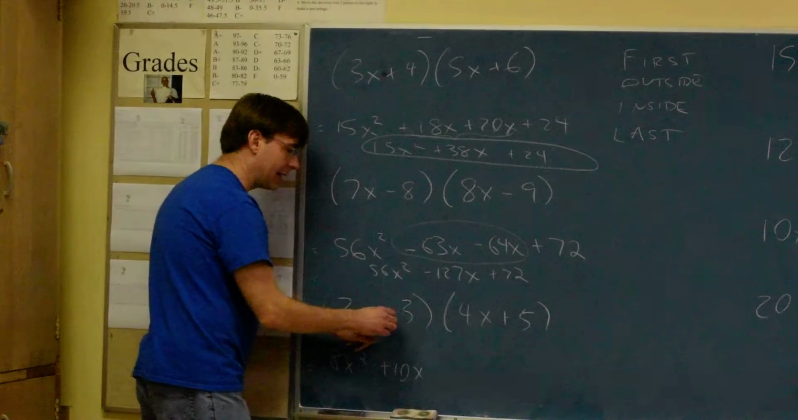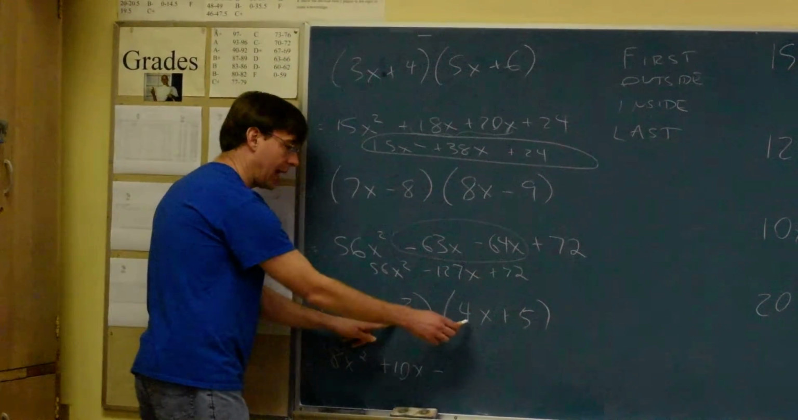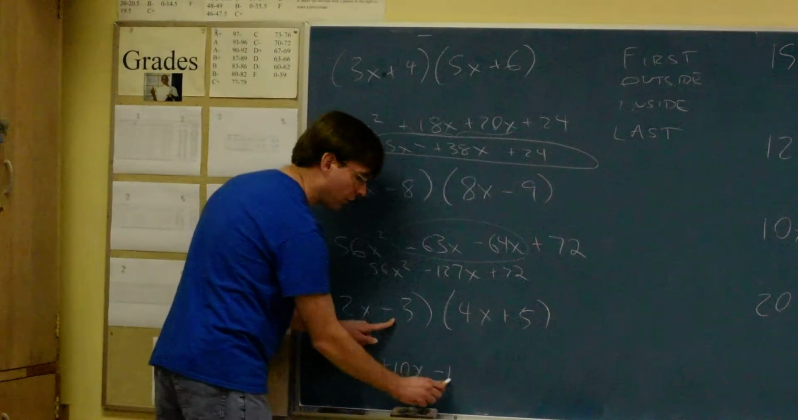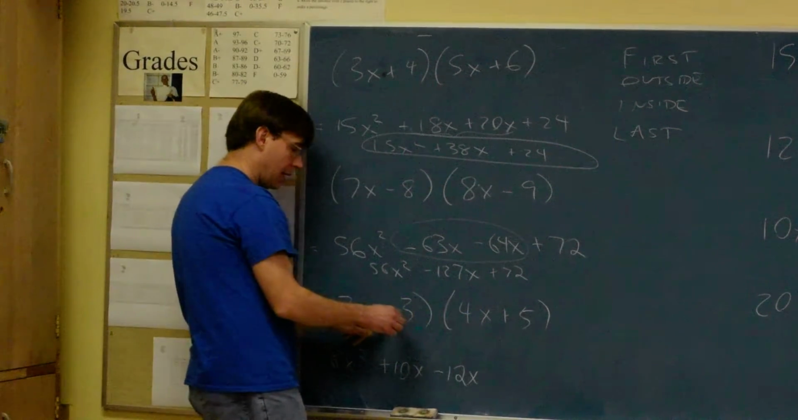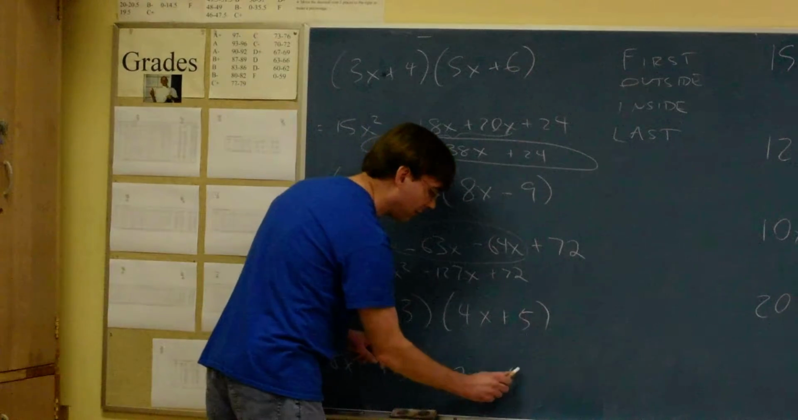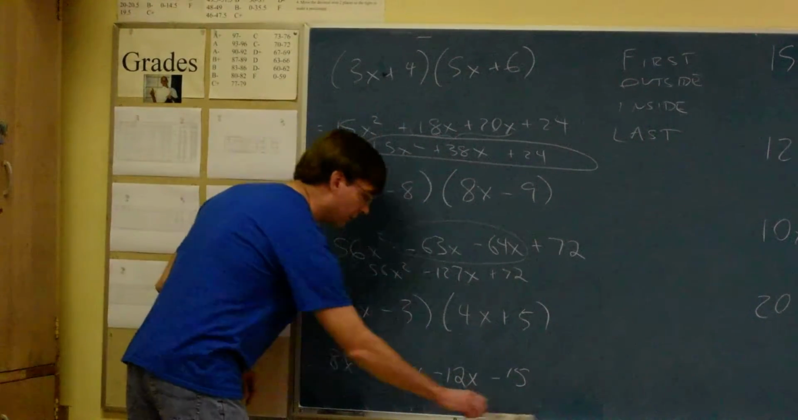On the inside, negative times positive would be a negative. 3 times 4 is 12 with an x, because that had an x. And then negative 3 times positive 5 is negative 15.